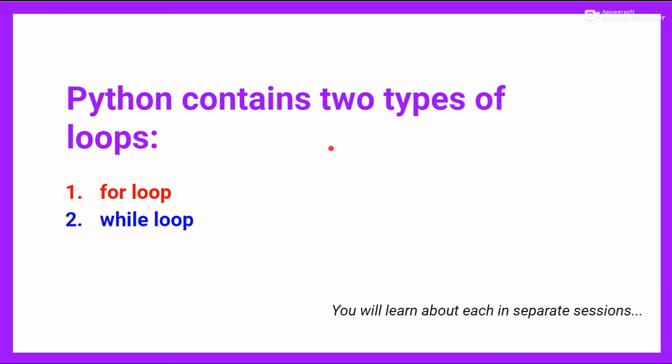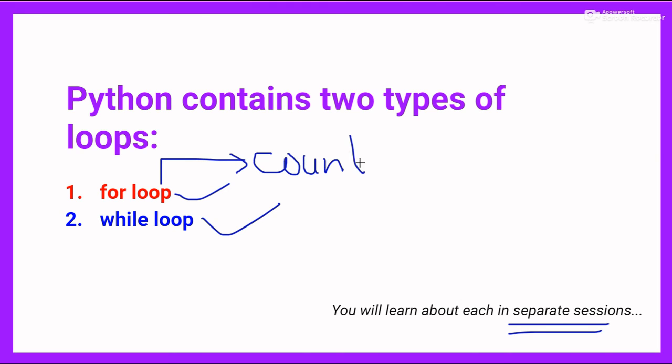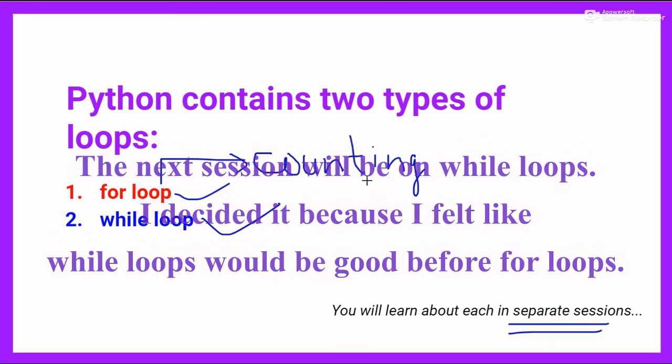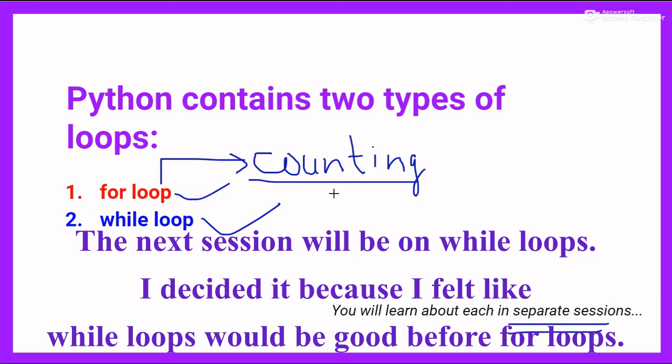Now Python contains two types of loops. The first one is for loop and the second one is while loop. Now we will see about each of them in separate sessions. This is just the introduction session on loops. So you can also say for loop is a counting loop, because it's sort of like that. You will see in the next session where I will talk about for loop.